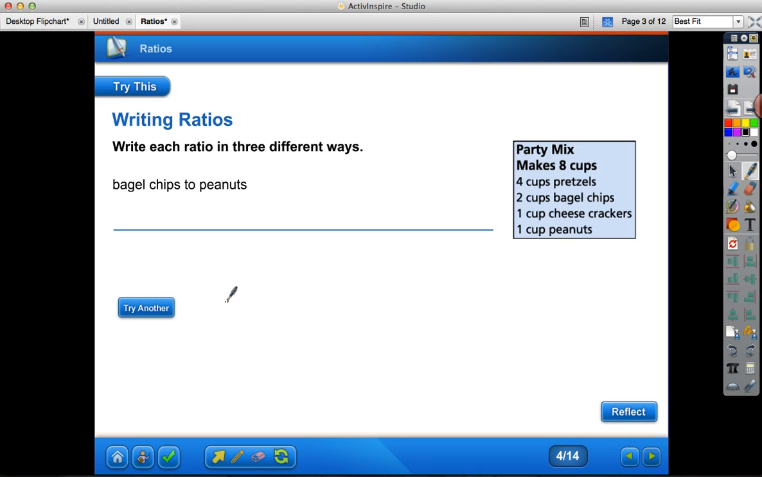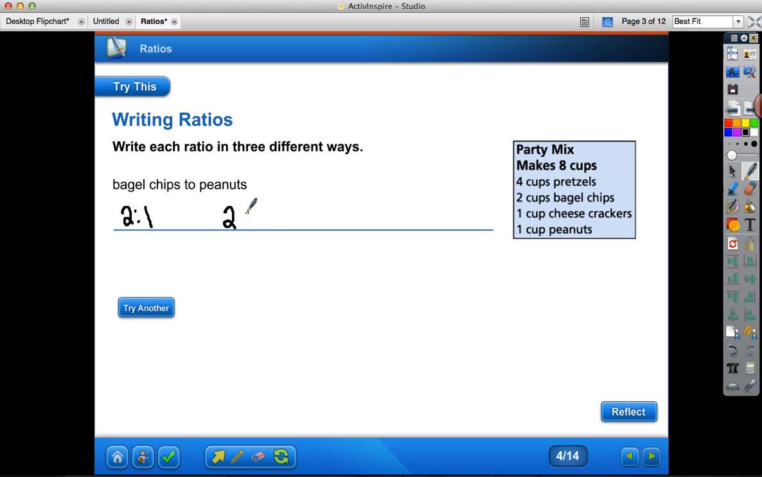All right, so you should have gotten 2 cups of bagel chips to 1 cup of peanuts. So what this actually means is when you're making the mix, for every 2 cups of bagel chips that you put in, you have to put in 1 cup of peanuts if you want the recipe to be correct. So when you have your party mix in total, you know that you're going to have more bagel chips than you actually have peanuts. So that's one way of writing it.